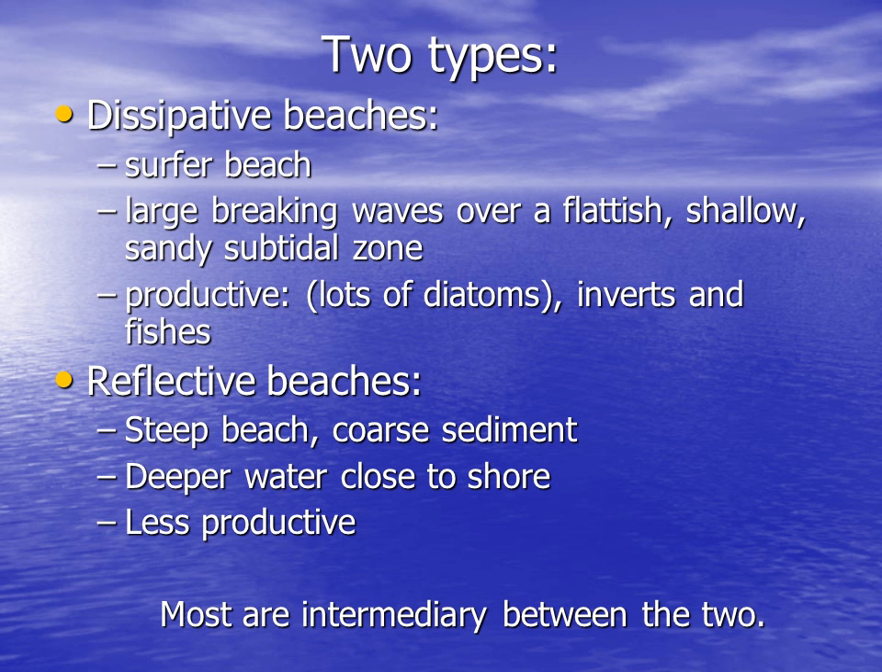So in general, there are two types of beaches. The first type is a classic dissipative beach, which is a surfer beach. It has large breaking waves, not close to shore, but kind of offshore. That's because the waves build up in energy over a very flattish, shallow, sandy subtidal area. It's a very productive habitat. There's a lot of fish, many invertebrates, and lots of diatoms that live in the soil.